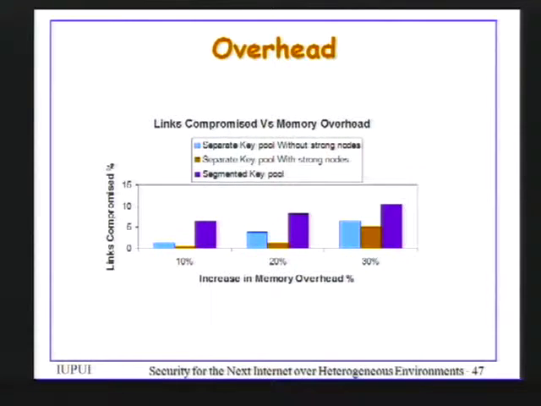And here's the relation between overhead and security. Again, the blue one is the segmented key pool, and the other one is the separate key pool. And as I said, the separate key pool is more secure.